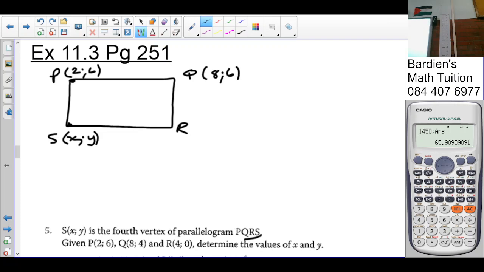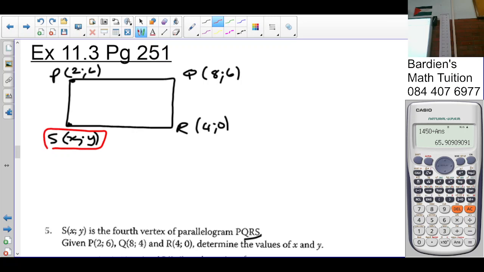But in the exam, normally the diagram is given. If it's not given, you draw it on a Cartesian plane, and that will give you a sense of whether your answer is correct. But because I want to get through this, I'm not going to draw it on the Cartesian plane. The question is to determine the coordinates of S, or to work out the values of x and y.